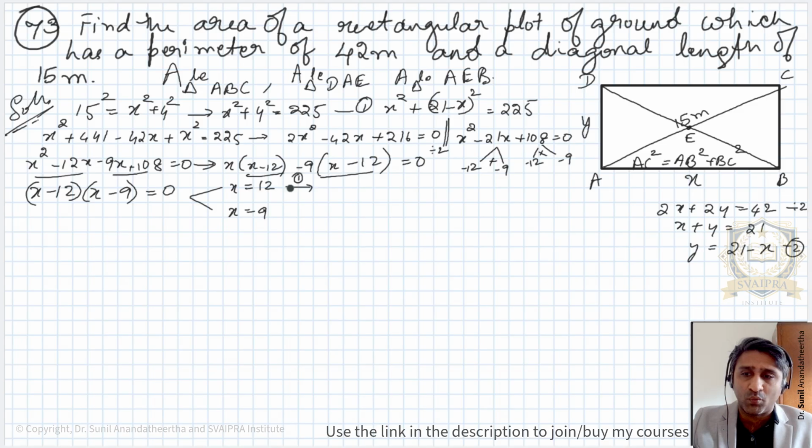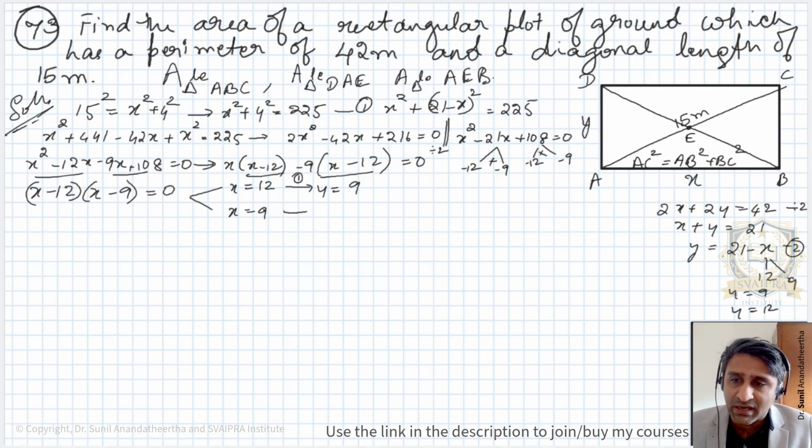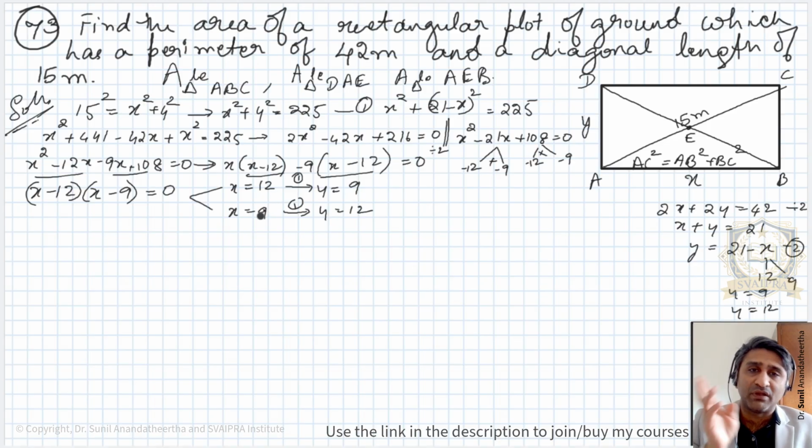When I substitute x equals 12, I get a y value of 9. When x becomes 12, y becomes 9, and when x becomes 9, y is going to be 12. So you notice what is happening. When x is 12 and y is 9, in other words, when x becomes 9, then y becomes 12 instead of x being 12. So what is the solution telling us?